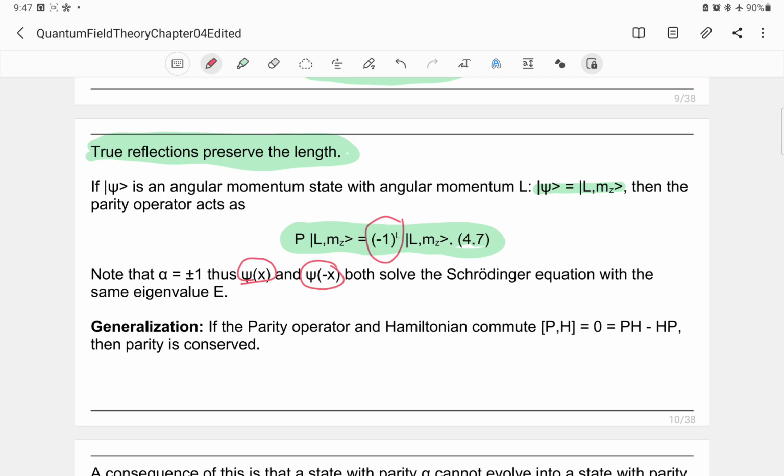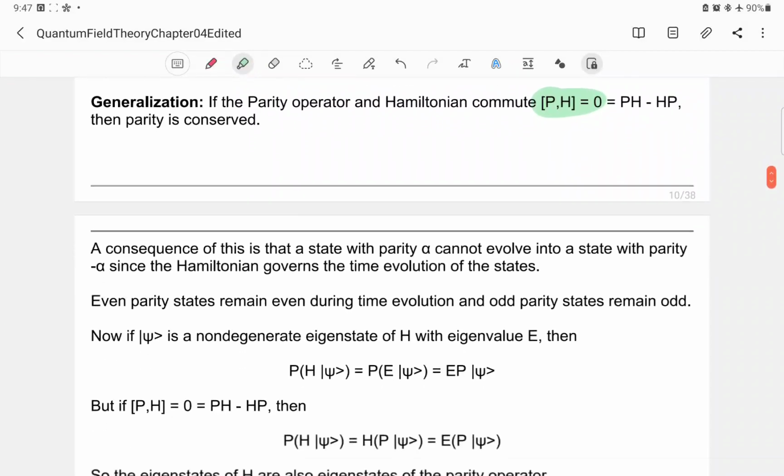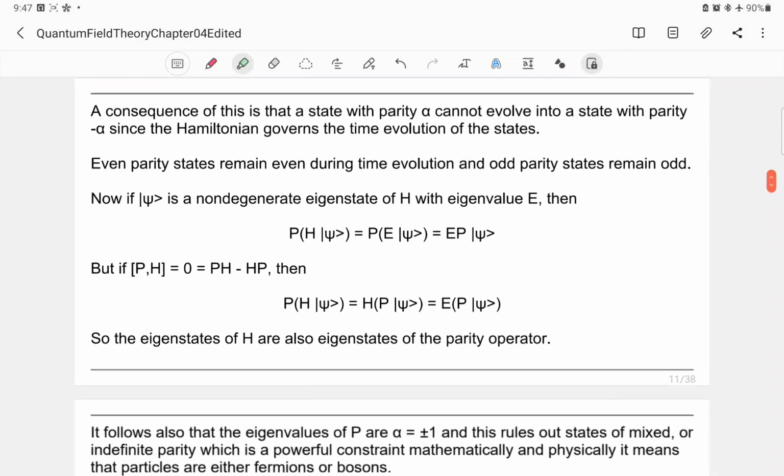In general, if the parity operator and Hamiltonian commute, then parity is conserved. A consequence of this is that a state with parity alpha cannot evolve into a state with parity negative alpha, since the Hamiltonian governs the time evolution of the states. So even parity remains even and odd parity remains odd during time evolution.